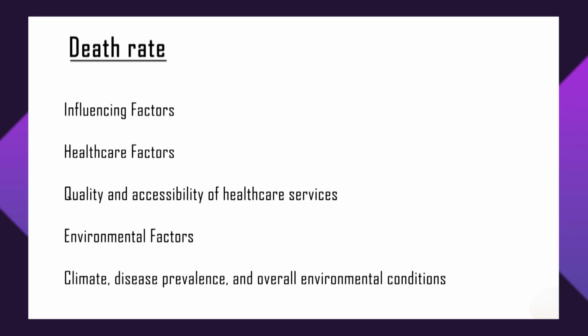Another important factor is the death rate. Death rate represents the number of deaths within a population over a specific duration of time. Typically, it is also expressed per 1000 individuals. What are the different factors it is influenced by? First are the healthcare factors, that is the quality and accessibility of healthcare services. There are also environmental factors that affect death rate, such as climate, disease prevalence and overall environmental conditions.